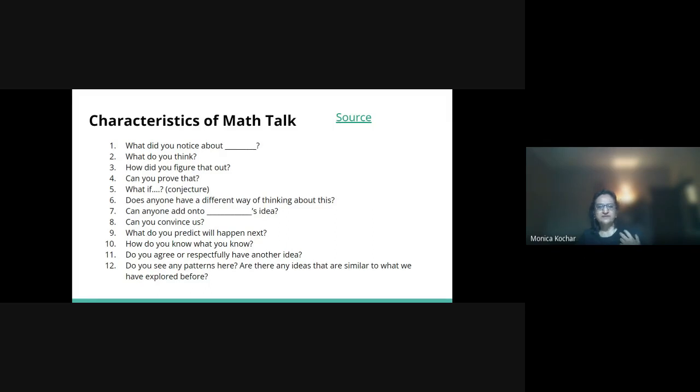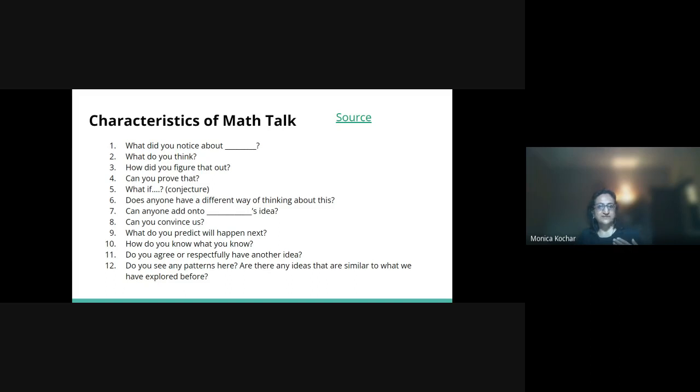Okay, I think 2 + 7 is 9. Can you prove that? And then what if, in this question 2x + 2y = 11, what if I changed 11 to 13? What happens to the equation? Does anyone have a different way of thinking about this? Can anyone add on to this person's idea? Can you convince me that you're right? That would be a fantastic way to ask.